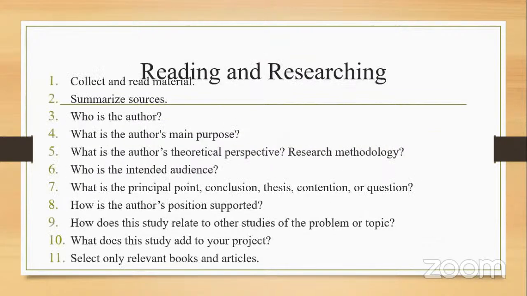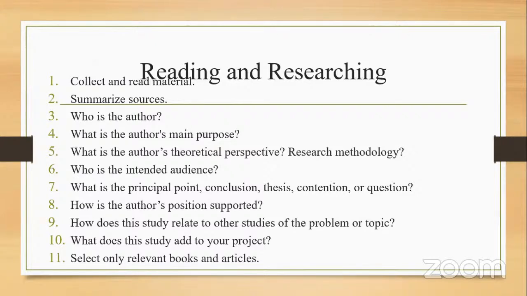And reading and researching: collect and read the material, because it should not be like you have just read it and just put it. No. First read and then research, whether it is applicable, whether it is going to have relevance to that particular topic or not. Collect and read the material, summarize the sources, and ask who the author is. The author is very important because that determines whether it is relevant for your research or not. What is the author's main purpose? What is the author's theoretical perspective? What research methodology was adopted? Who is the intended audience?